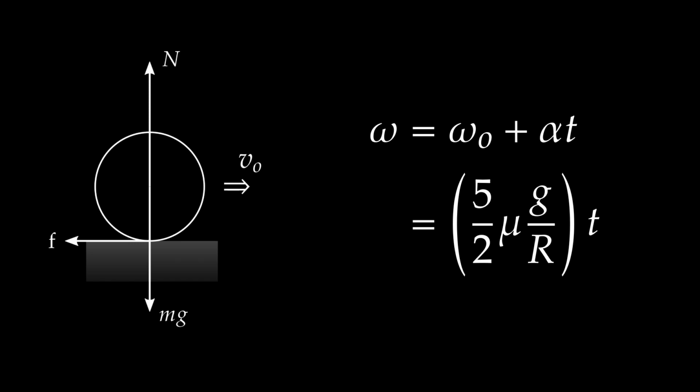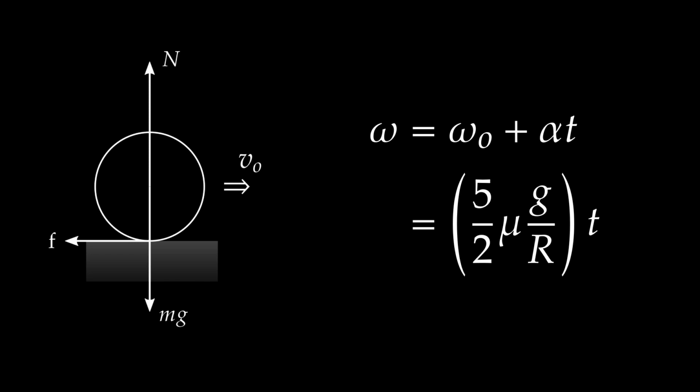So now with these two equations, that the velocity is equal to the initial velocity minus mu g times t, and this equation that the angular velocity is equal to 5 halves mu g over R times t, I want to ask the question, how much time passes before it begins to roll without slipping? For how many seconds does it skid before it begins to roll?